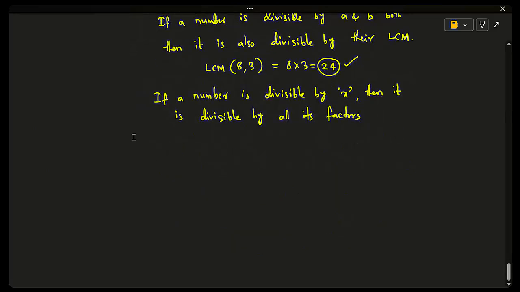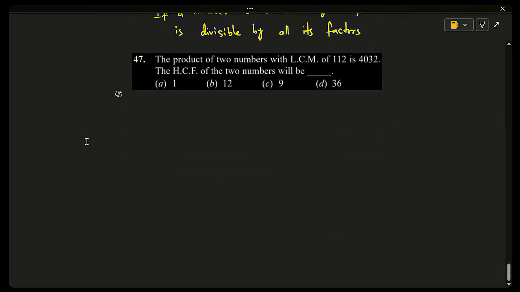47th one. The product of two numbers with LCM of 112 is 4032. The HCF of the two numbers will be? So the product of two numbers with LCM of 112 is 4032, and we have to find the HCF of the two numbers. LCM is 112, and the product is 4032.